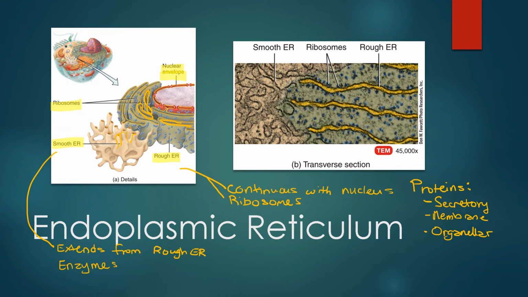Now, because there's no ribosomes on it, the smooth ER does not synthesize proteins, but it does synthesize things like fatty acids. I'll rewrite that here. Fatty acids, also steroids. And these are going to be steroids like estrogens and testosterone.